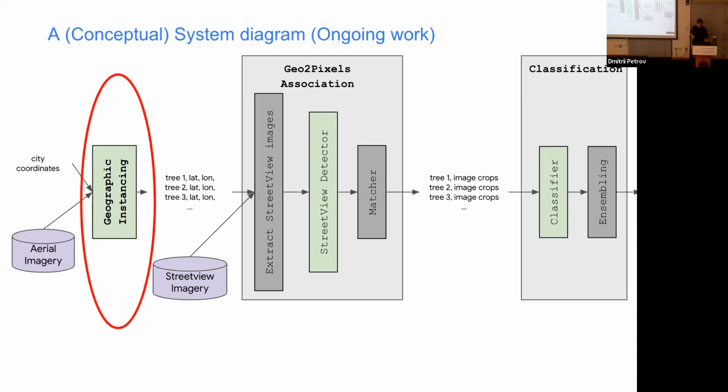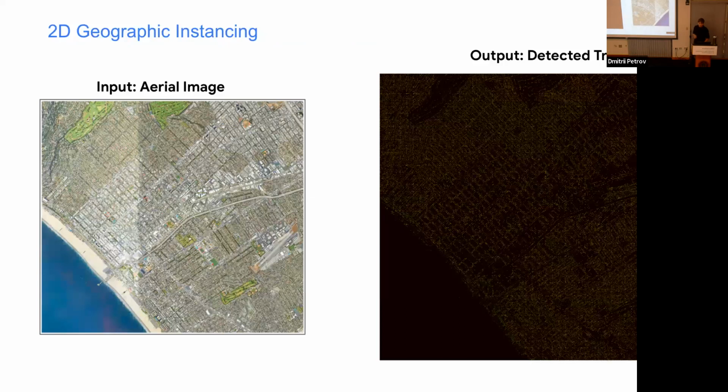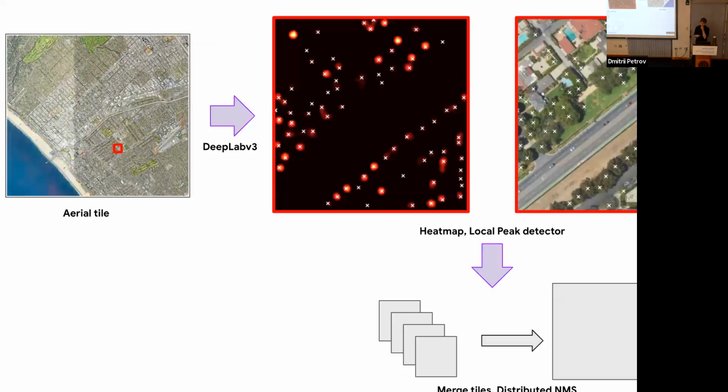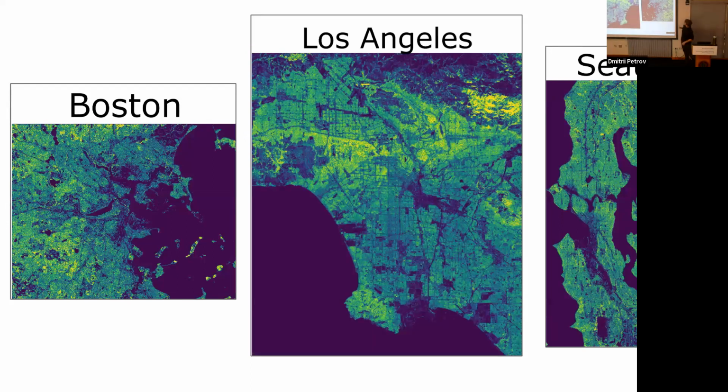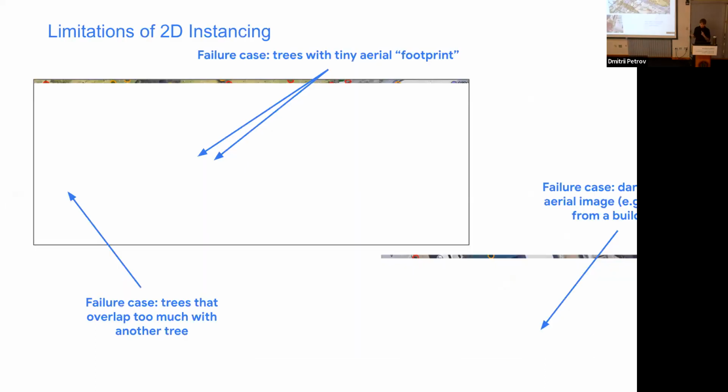And so just breaking down some of these things, one of the things we've been looking at is this aerial-only geographic instancing. This is kind of hard to see here, but this is the result of our current model in terms of detecting individual trees just from the air. Here, you take some tile, you use DeepLab v3 to detect locations of likely trees. And then we do local peak detection, and then we merge tiles into distributed NMS over all of those tiles to determine the tree locations. And we've done this on most of our test cities at a high level in an aggregate sense. These do match, but there are limitations.